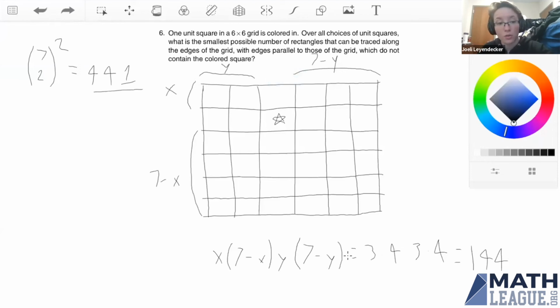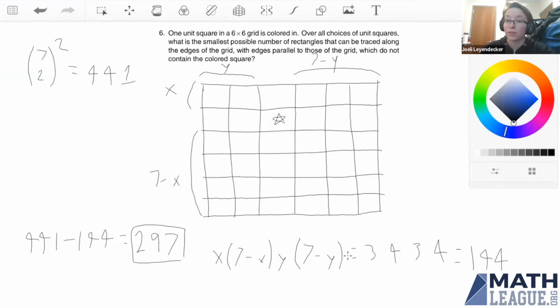So subtracting that from the total number of possible rectangles in the grid, we get 441 minus 144, or 297, as the smallest possible number of rectangles that can be traced along the edges of the grid which do not contain the colored square. That's our solution, and we're done.